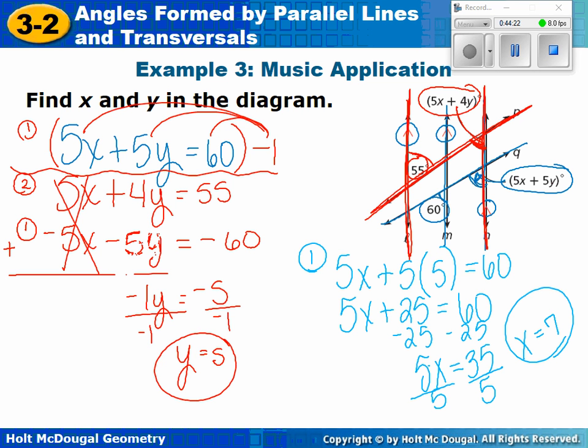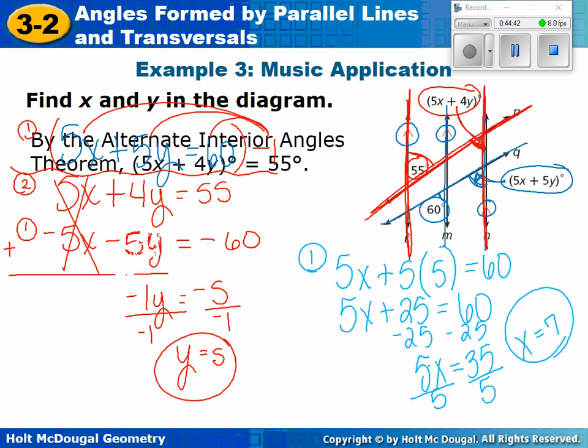Questions on 3-2? No questions? Feel good? Okay, every time you have to ask yourself, what kind of angles? Are they equal or are they supplementary? But what has to be true first? The lines have to be parallel. Okay, we're going to look at 3-2, or 3-3, I mean.